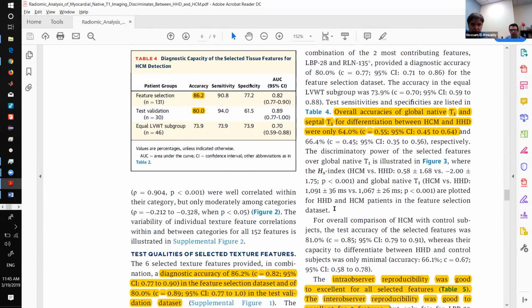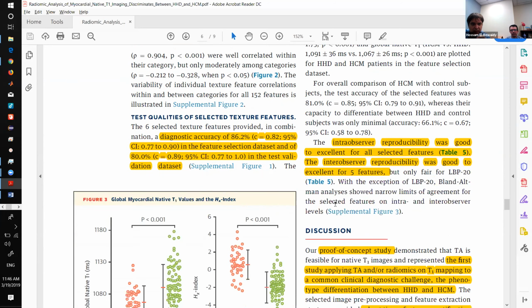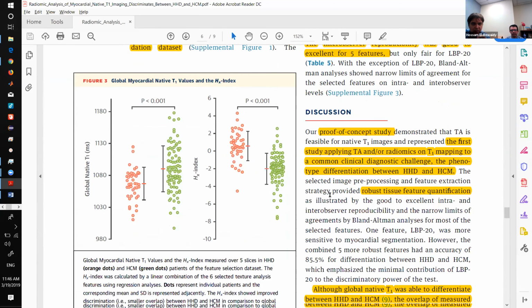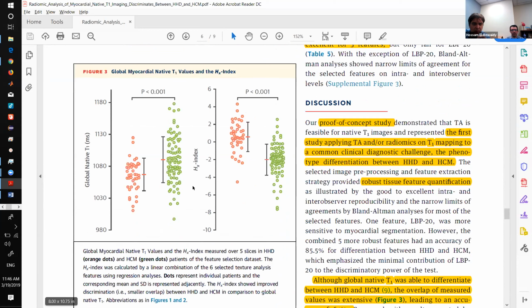Interestingly, these test accuracies have been much better than for the native T1 assessment by itself, which is illustrated in figure 3. Here you can see on the left side panel that the global native T1 for hypertensive heart disease in comparison to hypertrophic cardiomyopathy patients has a significant overlap.